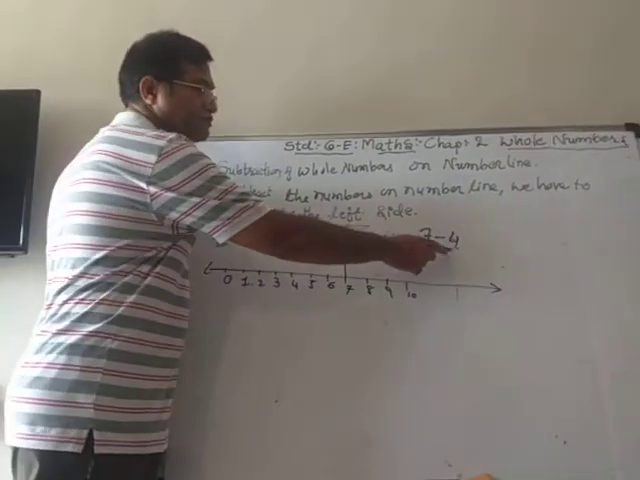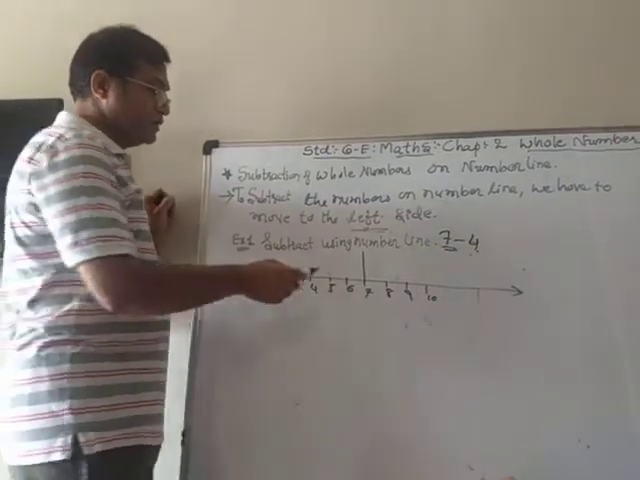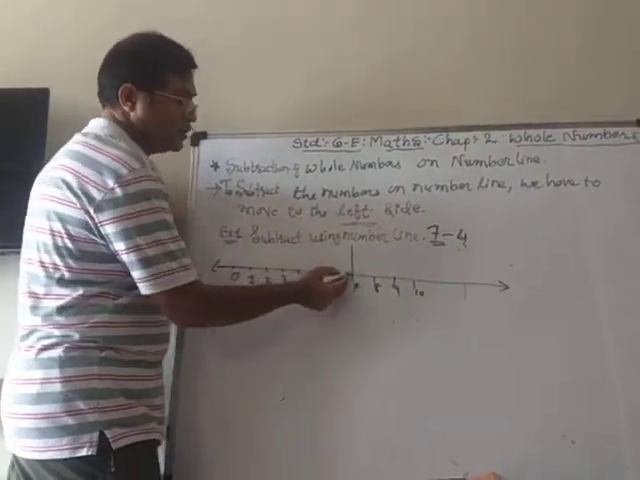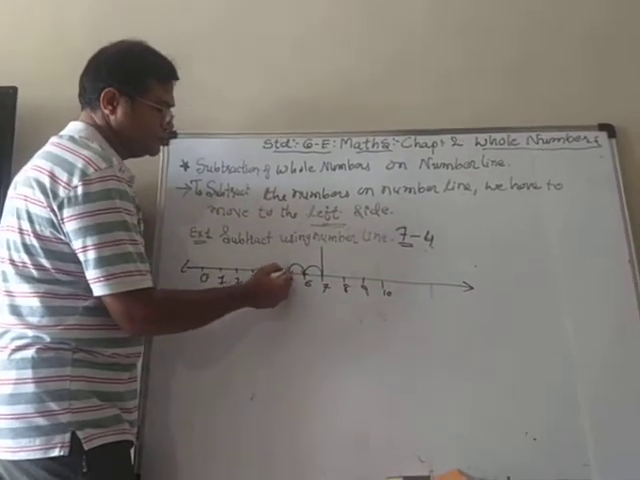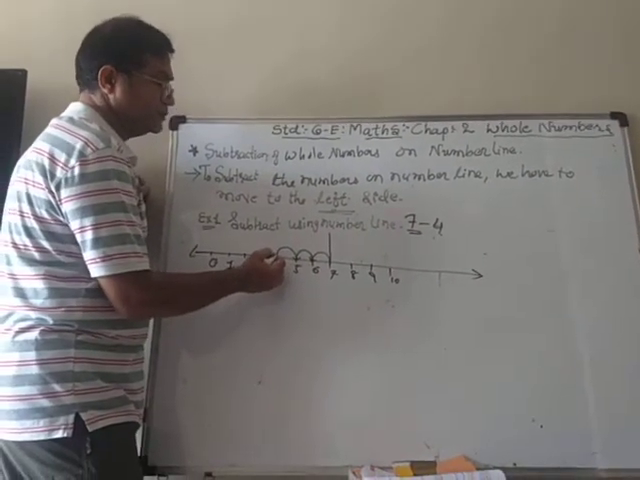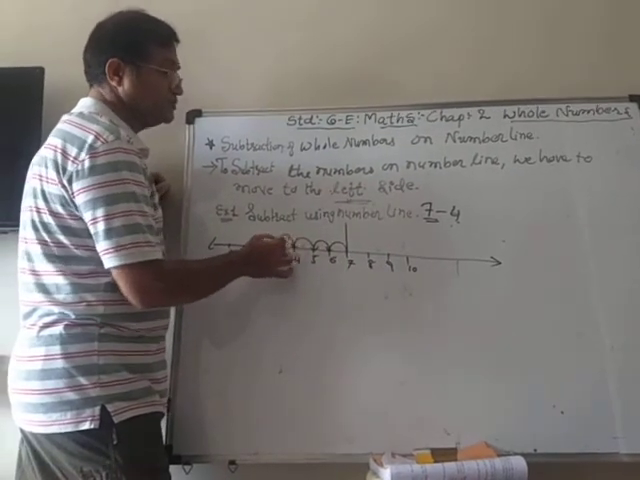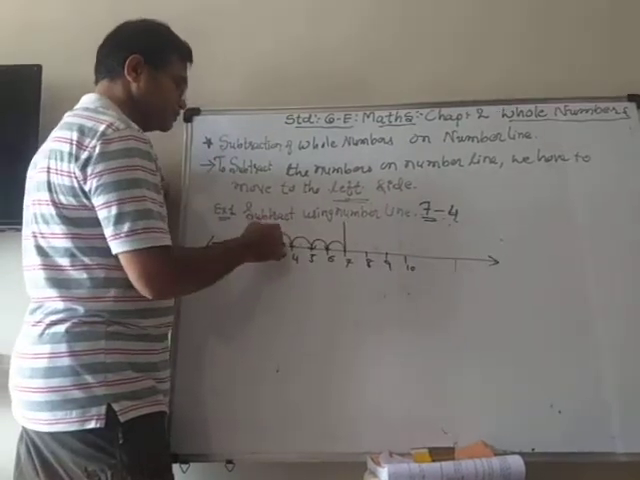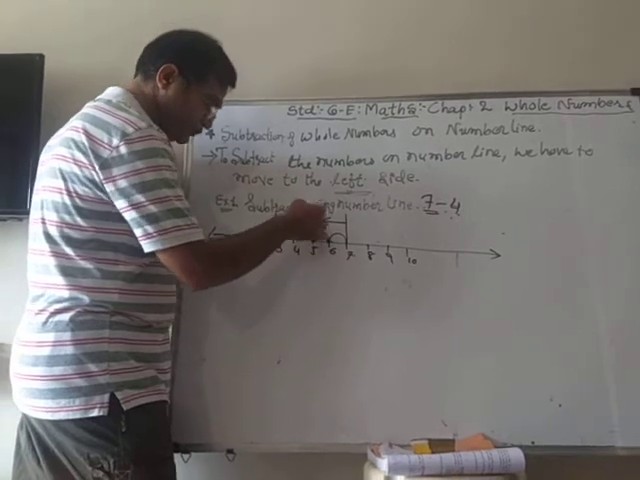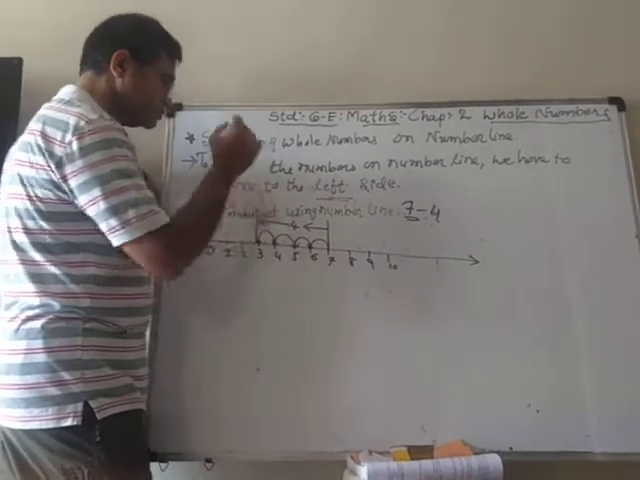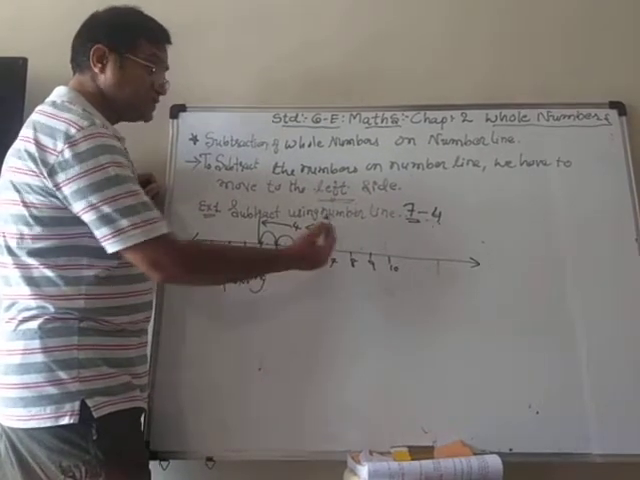How many steps? Same thing. Jumping one step like a frog. So here we have to move this side. So you can say that 1, 2, 3 and 4. 1 step, 2 steps, 3 steps and 4 steps. 7 minus 4. Now we have to show from here. Arrow, how many steps? 4 arrow. So now by moving, which side?